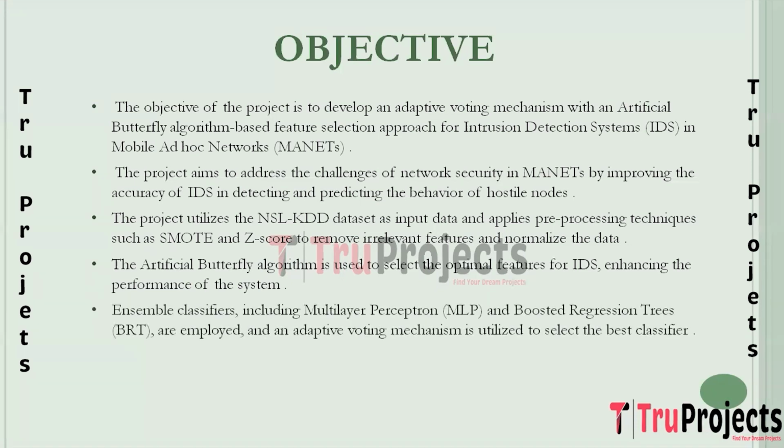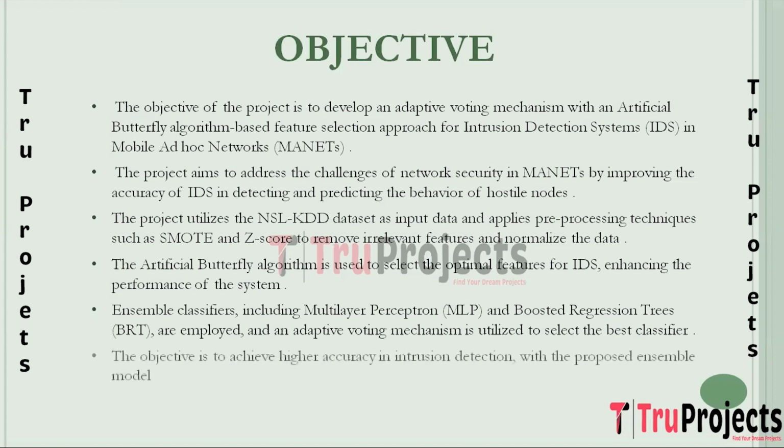The objective is to integrate ensemble classifiers including multi-layer perceptron and boosted regression trees alongside an adaptive voting mechanism. This ensemble approach aims to dynamically select the best classifier, further improving the accuracy of intrusion detection in MANETs. The overarching goal is to achieve higher accuracy in intrusion detection through the implementation of the proposed ensemble model by combining feature optimization, pre-processing techniques, and adaptive voting. The project aims to create a robust and efficient solution for securing MANETs against potential intrusions.